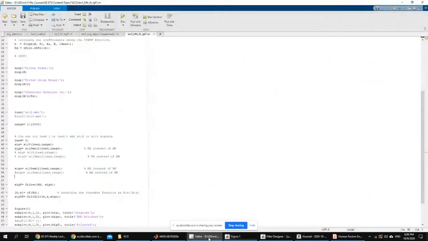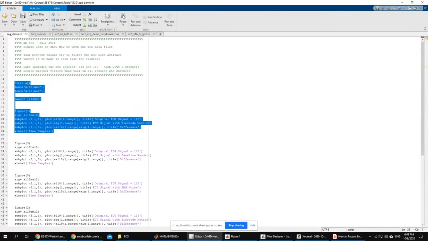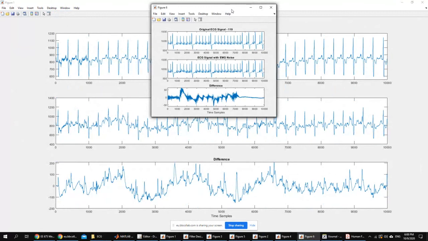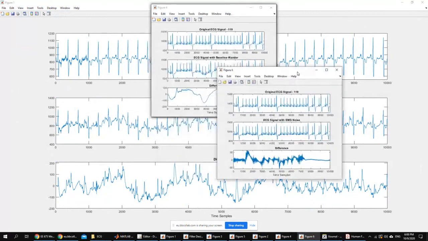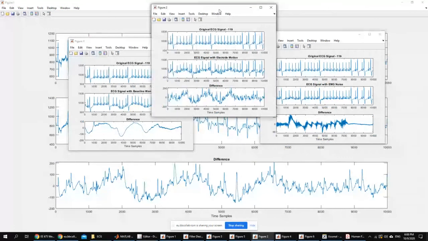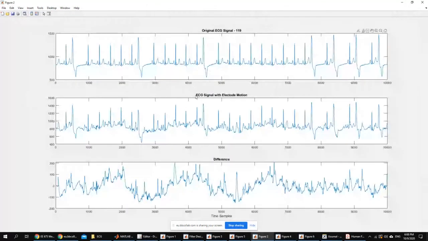If you want to see it, maybe you can just go to the original ECG demo and run it again so that we can see how it looks. Basically, this is the EMG, I think. This is a baseline wander, and this is probably one of the electrode motion artifacts. So the difference looks like this. So this is the error.